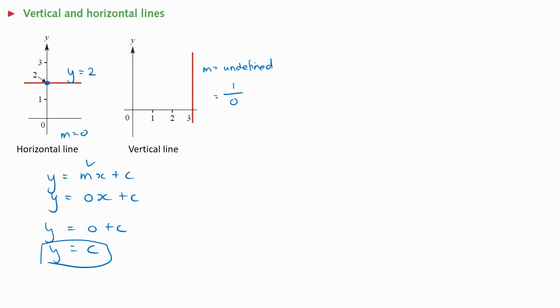Whereas a vertical line, I don't have any y-axis intercept. It doesn't have any c. It doesn't cross through the y-axis. But I do have an x-axis intercept, which is at 3. That's why this is the equation of a vertical line. So anytime you have x equals anything, that's a vertical line. If you have y equals a number, that is a horizontal line.